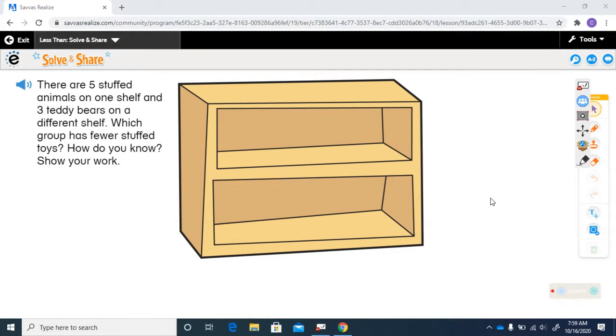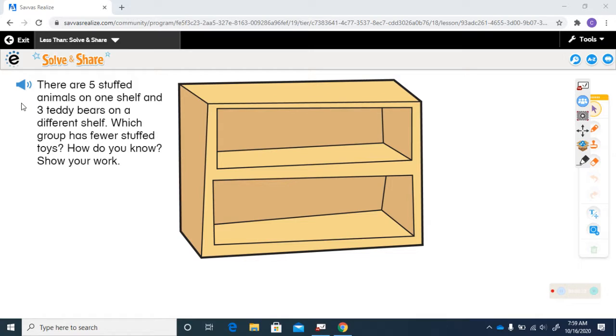This is the math lesson 2-3. It is page 103 and it is the solve and share activities. Now for this you will need your math pages plus you will need some crayons. So go ahead and make sure you have that stuff and then come back and join me.